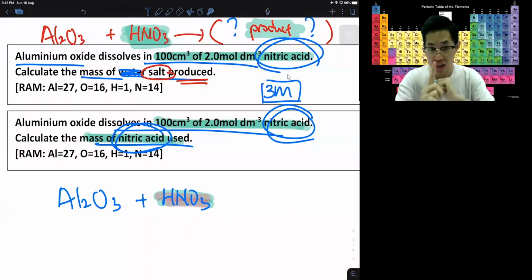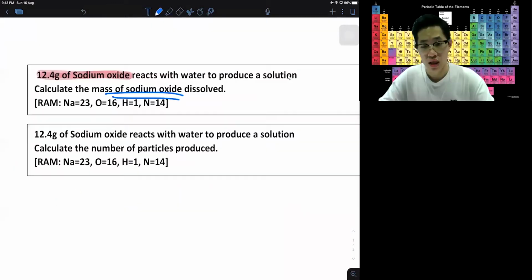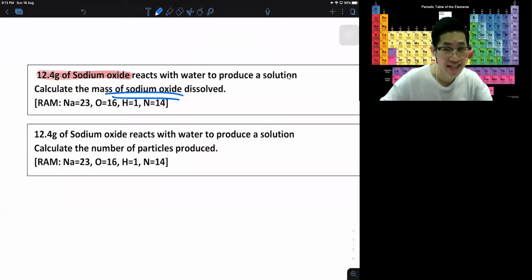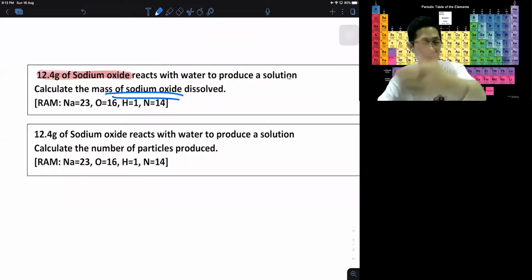Okay. Second example, we see, we have 12.4 grams of sodium oxide reacts with water to produce a solution. Calculate the mass of sodium oxide dissolved. So now my question is, is this a normal question? Yes or no? Answer, please. No answer, I kick you out.